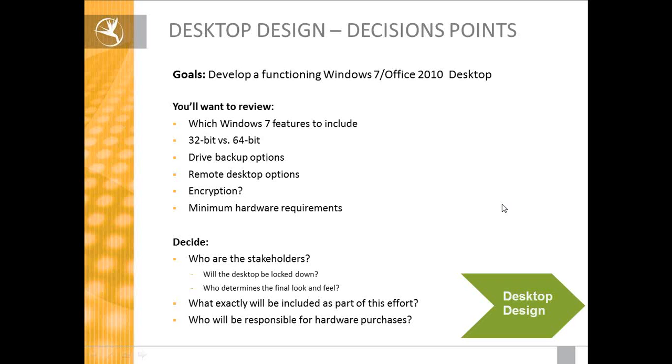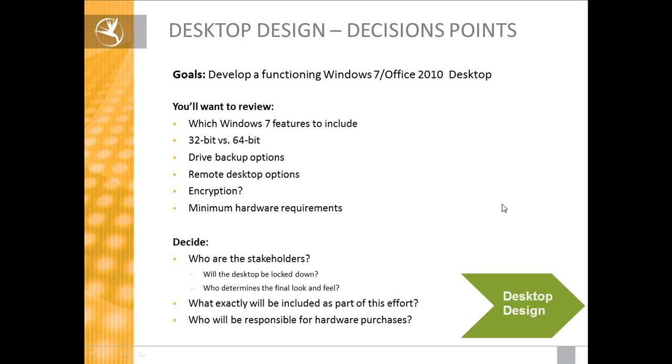A couple of things that tend to sneak up. A lot of times we see customers when they're about to embark on this also looking at drive backup options. Do we want to be backing up the local desktop? Is that something that we want to incorporate into this project? There's a significant cost to that. Remote desktop options. Is there a VDI in the mix? We're looking at Citrix Remote Desktop. What are the cost implications of that?